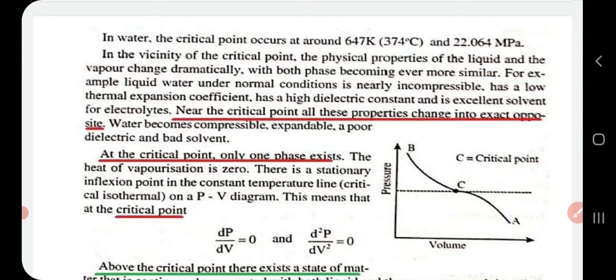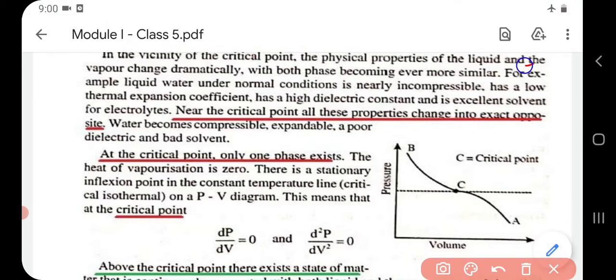For example, under normal conditions, water is incompressible, it has low thermal expansion coefficient and has high dielectric constant and is an excellent solvent. That is the properties of water under normal conditions. But when it is observed at critical point, all these properties of water will change completely. That is, you can observe exactly the opposite properties. That is, at critical point, water will be compressible, expandable, poor dielectric, and bad solvent. See, the exactly opposite of what we have discussed about the properties of water in normal conditions.